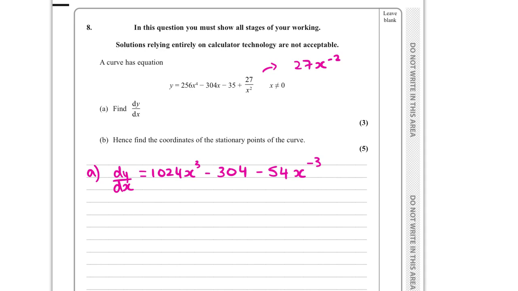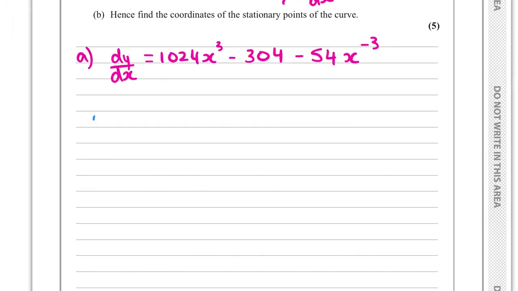So have we found dy by dx? Yeah, you get 1 mark for each, essentially. Nice and easy. Okay, part B. Hence, find the coordinates of the stationary points of the curve. Now, what do we know about stationary points? Gradient equals 0. This is the first thing you should be writing down. Okay, gradient equals 0.